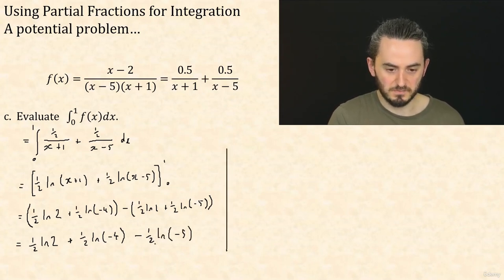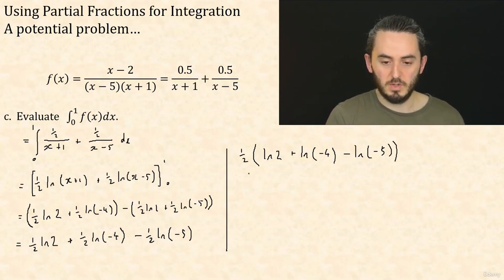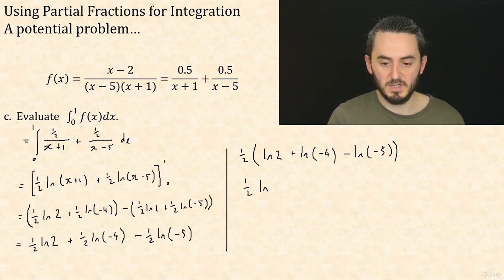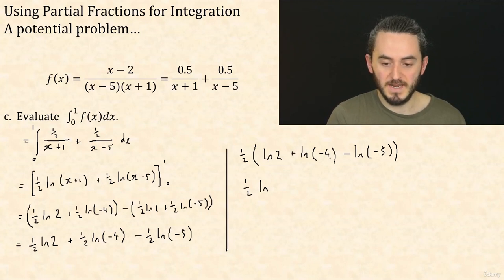Right, let's continue. So what I get now is, if I factorise out half, I get ln 2 plus ln minus 4 minus ln minus 5. What do we end up with? Well, we end up with half, and then using log rules, ln of a plus b we multiply, so that's 2 times negative 4 is negative 8. And then when we're subtracting, we divide by this. So it's negative 8 divided by negative 5. And negative 8 divided by negative 5 is positive 8/5. We end up with a perfectly well-behaved log.